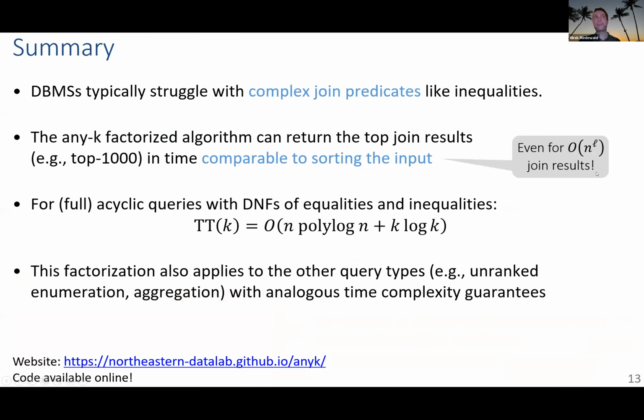So these algorithms work, and they can handle predicates that are really difficult for databases in general, like inequalities. This is well known. These are not easy to handle, even if you just want to compute the output of a join query like that. And through factorization, we're able to get, for instance, the top 1,000 results in a time that's essentially like sorting the input, even if the actual output is orders of magnitude larger, like n to the power L. In the end, what we guarantee in general is this time to k results, which is n times polylog n plus k log k. And we can apply that same idea also to other query types like unranked enumeration and aggregation, and we get the analogous query time complexity guarantees.